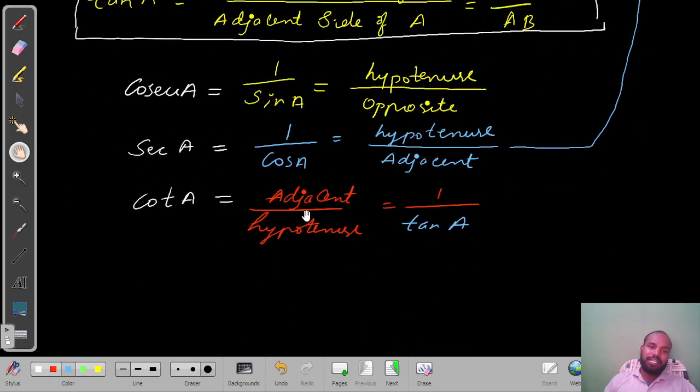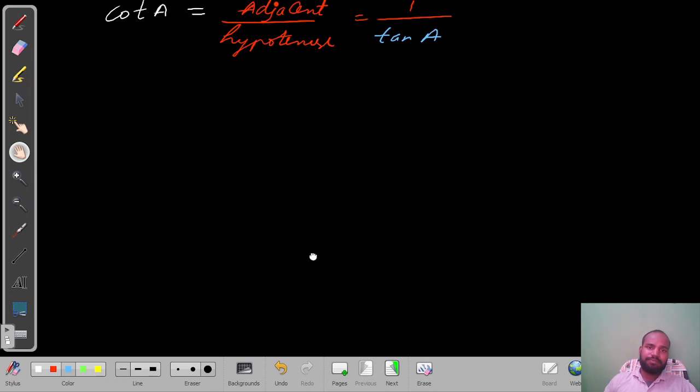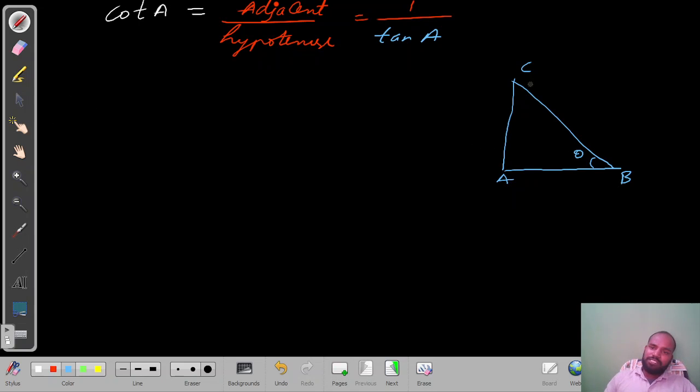Now let us take a simple example. I'm taking a right angle triangle A, B, C. Now this is theta. Suppose this side is 6 centimeters, another is 3 centimeters, and what about this one, AB? Question mark.